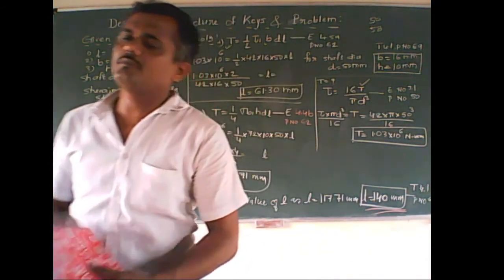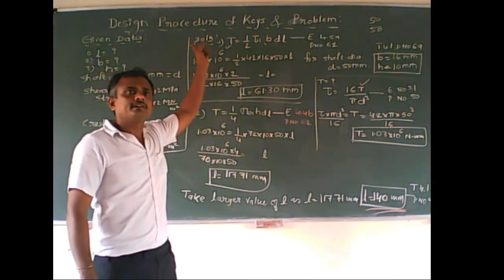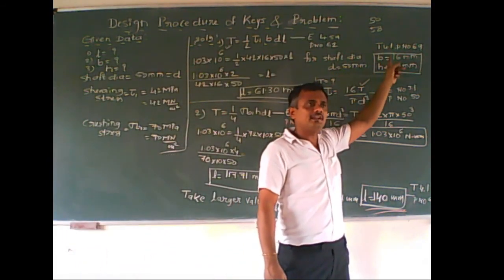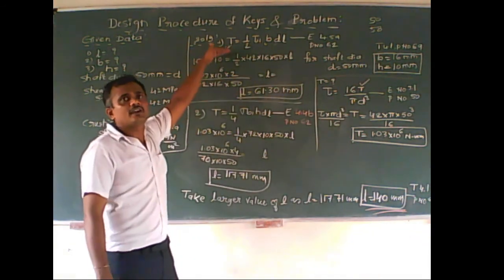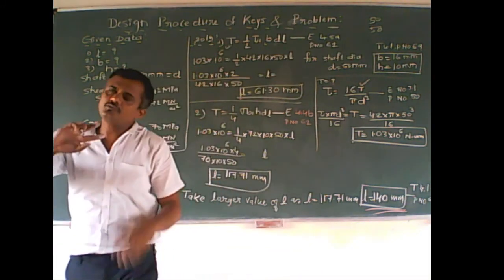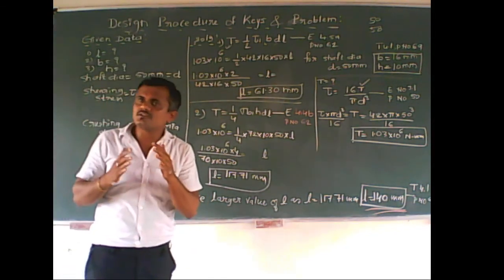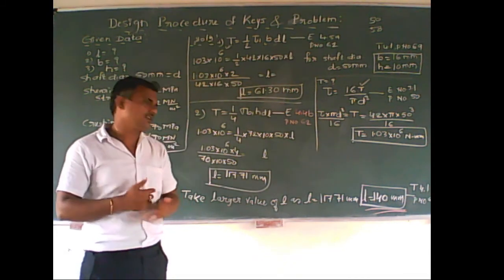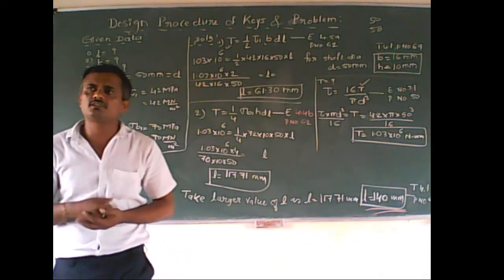So always remember, in keys he may be giving you the value of a diameter, from which you have to determine B and H. After that you have to determine the length by considering shearing stress, and the length by considering crushing stress. Afterwards, after getting two values of L, you have to decide which answer of L to select. Normally we go with the higher value of length to be on the safer side. So this is the problem.